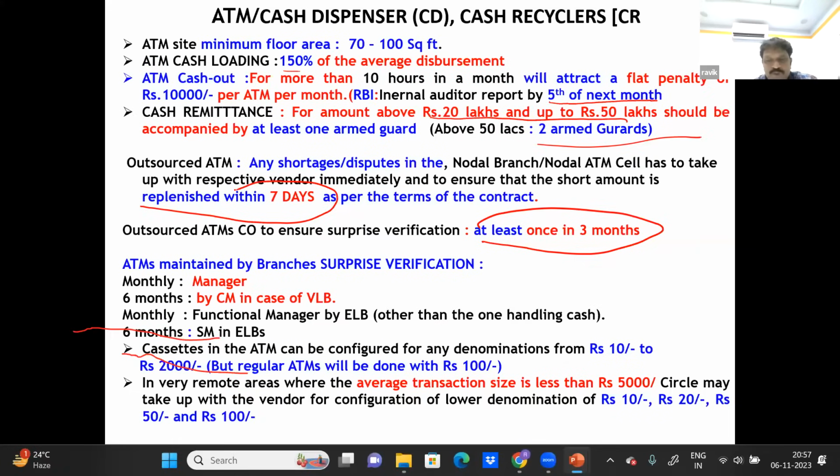Any shortage in disputes, the nodal ATM cell has to take it up with the vendor immediately and ensure that the short amount is replaced within 7 days. As per the contract, it is 7 days. Outsourced ATMs, we have to inspect every 3 months.